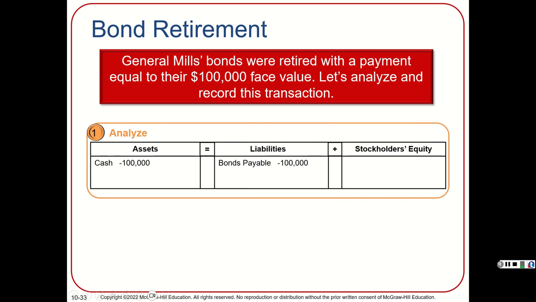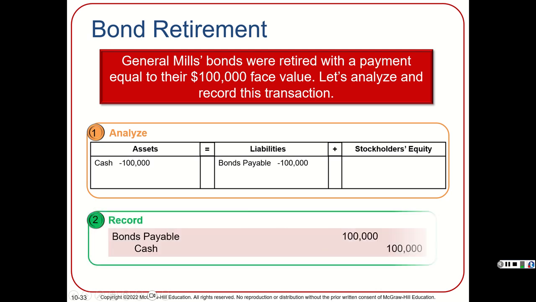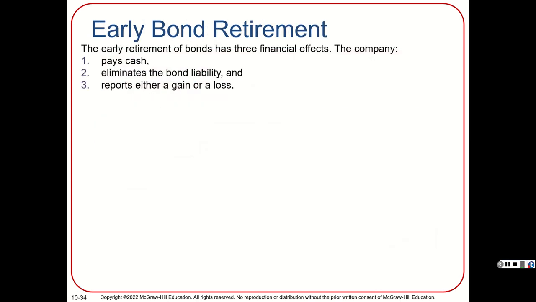So we're going to pay out the $100,000, and we are going to decrease the bond payable because we're settling it. So we record bonds payable decreasing $100,000 and our cash decreasing $100,000.